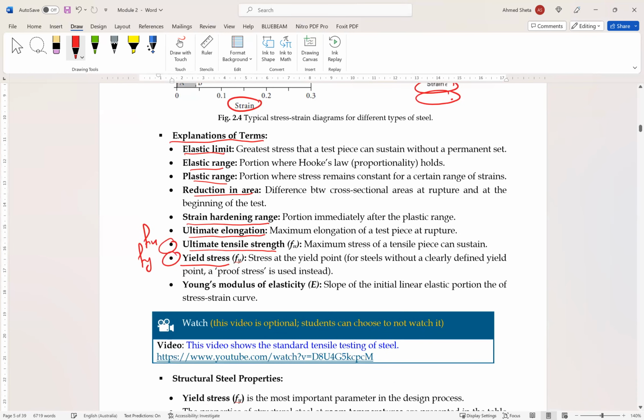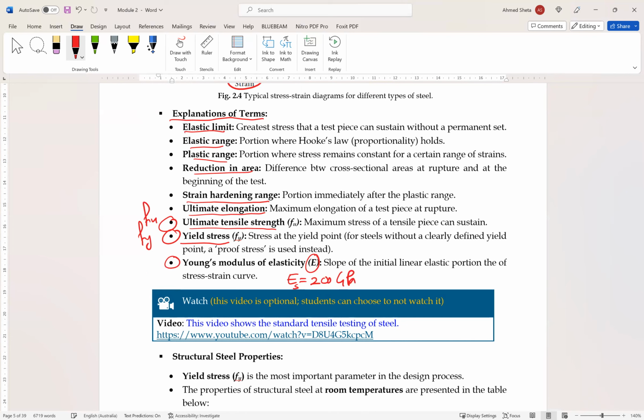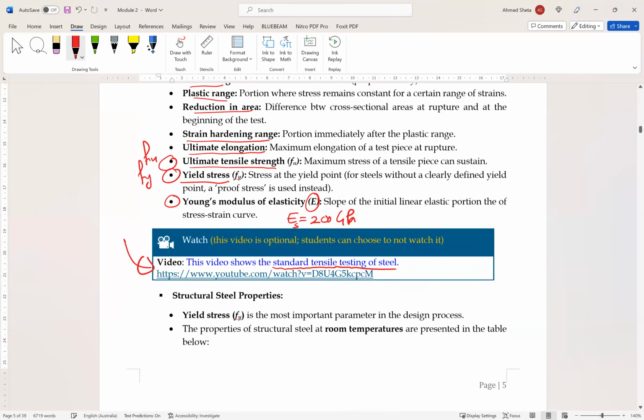E is a constant for steel. E is equal to 200 gigapascal. So for any type of steel, the Young's modulus is 200 gigapascal. In this video, this is an example of testing steel, or standard tensile testing of steel. So please watch this video.